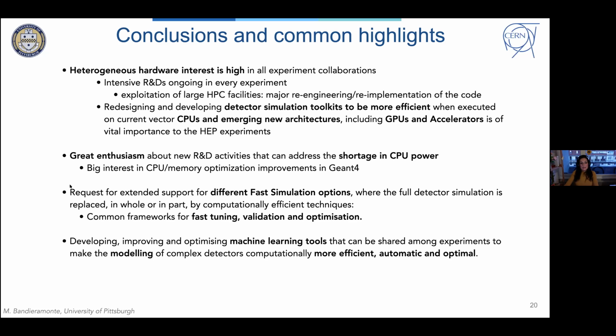Third is the extended support for these different fast simulation options. So for example, developing a common framework for fast tuning, validating and optimizing the simulation will be very, very interesting. And finally, the development of machine learning tools that can be used and shared among experiments, for example, to model and optimize the modeling of complex detectors. And that's it. That's my last slide.